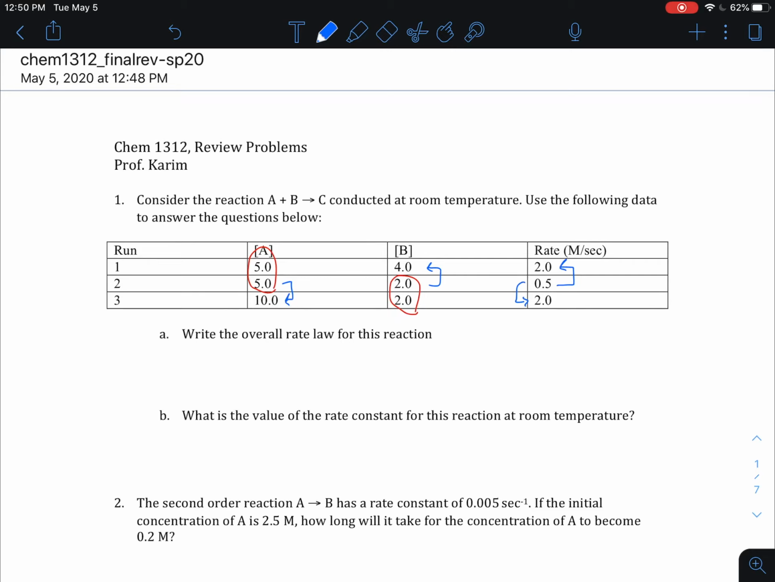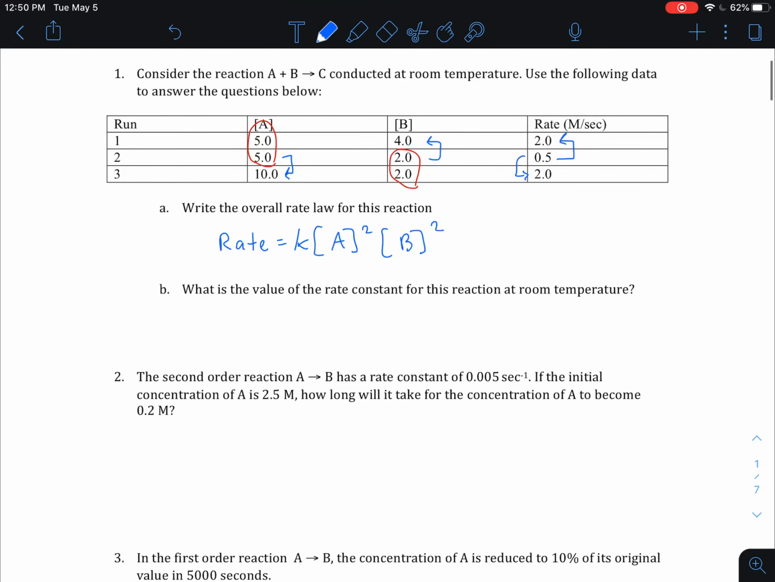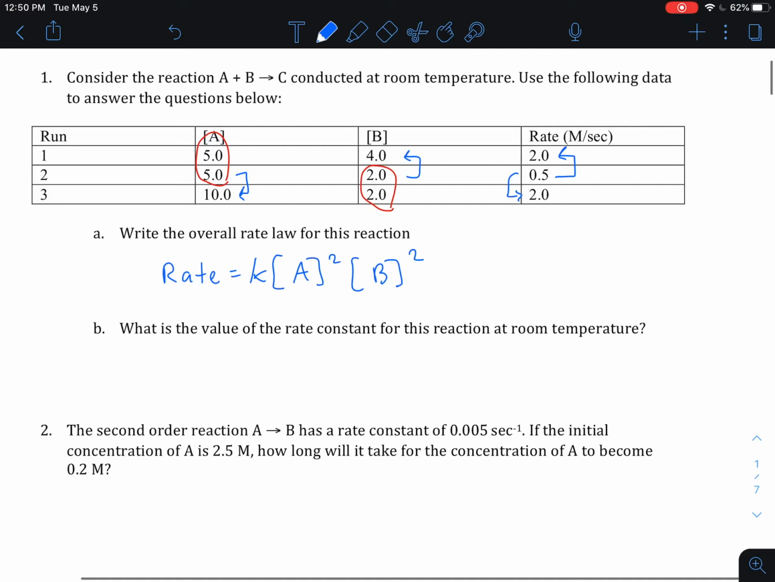So independently, we can see that the rate is varying as the square of the concentration. So we should be able to say that the exponents for both A and B are 2. So it should be rate equals k [A] squared [B] squared.